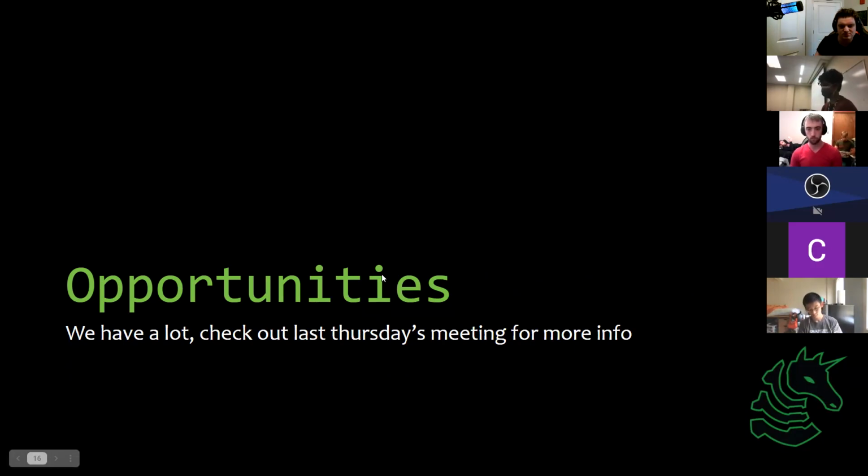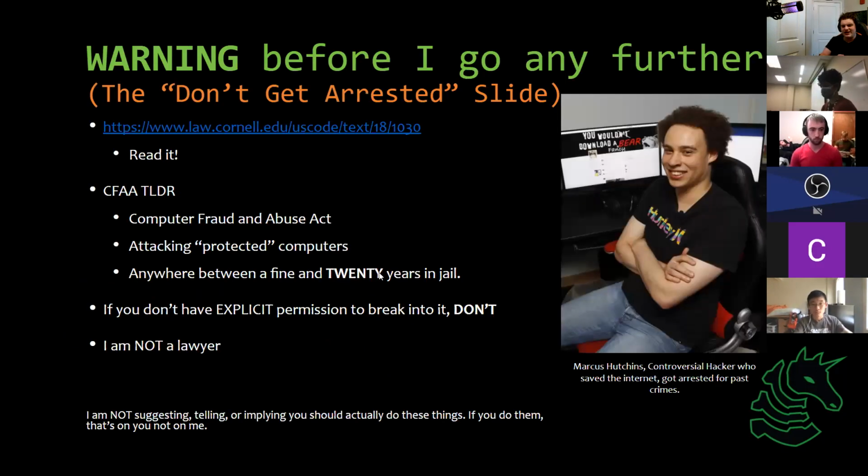Warning real quick before I go any further, this is the don't get arrested slide that I'm gonna have right at the start before we really start doing stuff. At some point, you should read that link. That's the CFAA. It basically says that you cannot attack protected computers over threat of felony crimes, which can get you anything between a fine and 20 years in jail. The long story short is that if you do not have explicit permission to break into something or to attack something, do not attack it.